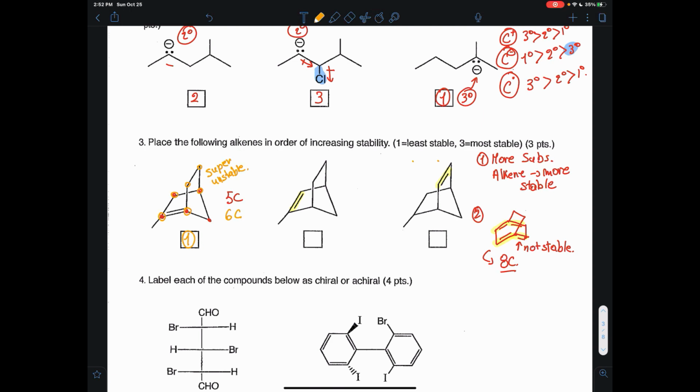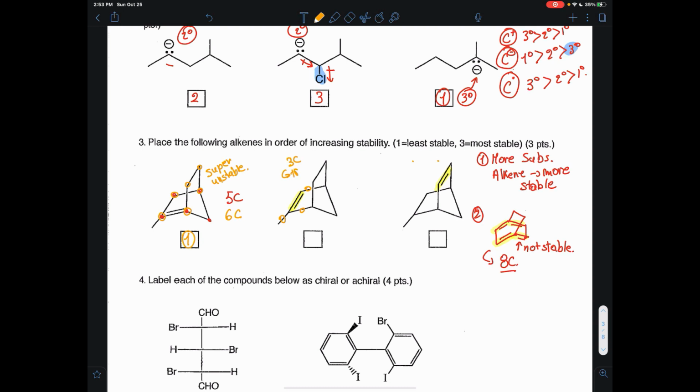So how you compare these is by the number of substitutions that connect to the alkene. If I look at all these, the way I like to do it is by highlighting the double bonds, and then I look at what is connected to those double bonds. So I count the number of carbons connected to those double bonds. So I have 1, 2, 3. So there are 3 carbons.